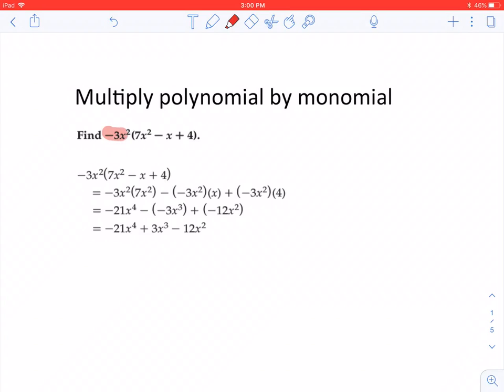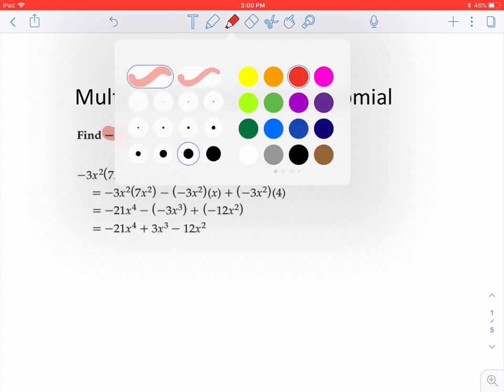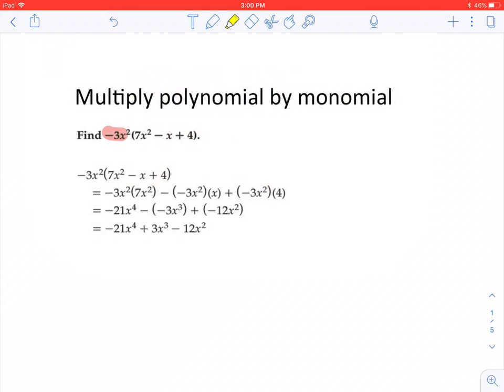The monomial part is this part right here that I highlighted in red. That is the negative 3x squared. The next term, what I just highlighted in yellow, that is the polynomial. So what needs to happen is this monomial in red has to distribute to each term in the polynomial, just like that. And so you're going to use the distributive property, which you guys already know how to do, and then you're multiplying these terms together. And then you have your rules to multiply.